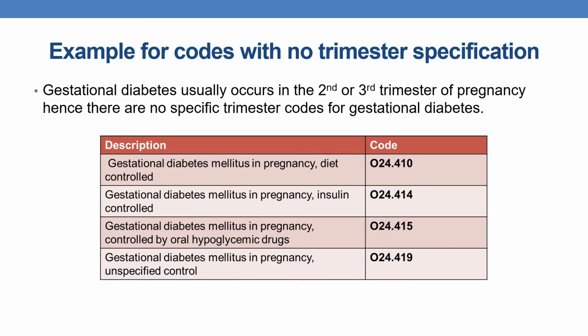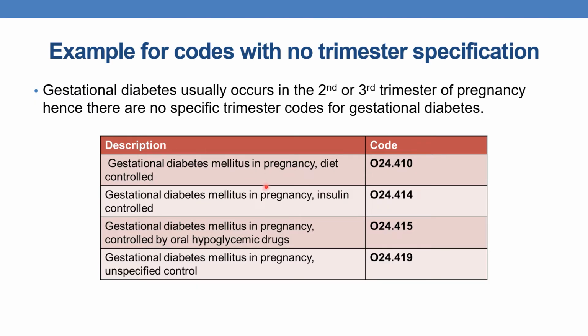Now coming to the example for codes with no trimester specification. As we have discussed earlier, gestational diabetes is one such example. The gestational diabetes usually occurs in the second or third trimester of the pregnancy, and hence there are no specific trimester codes for gestational diabetes mellitus. Here you can see the various codes for gestational diabetes. They are categorized based upon the control.